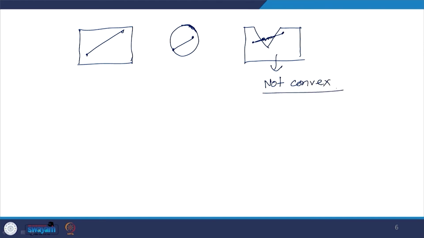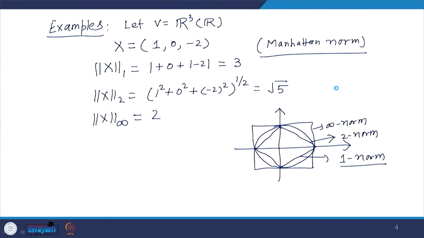So, this is the definition of convex set and convex function. Now, if you come back, you can see from the geometry of the L1 norm, L2 norm and L infinity norm that all these 3 form convex sets. So, hence all norms are convex.